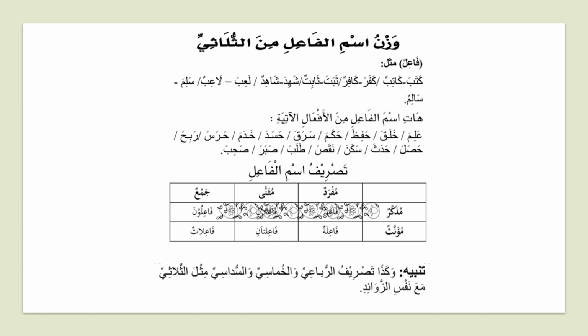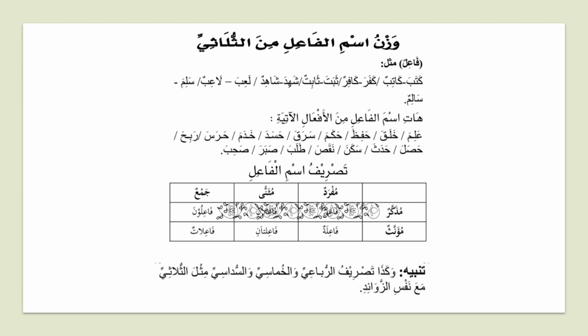Thabata, to be firm. Someone that's firm will be a thabit, thabitun. And remember, they all end with a tanween, as these are nouns. Shahida, to witness. The one that witnesses is called a shahid. La'iba, to play. The one that plays, or a player, la'ibun. Salima, to be safe. The one that's safe is salimun. Until the end. So those are the examples for the ism al-fa'il.